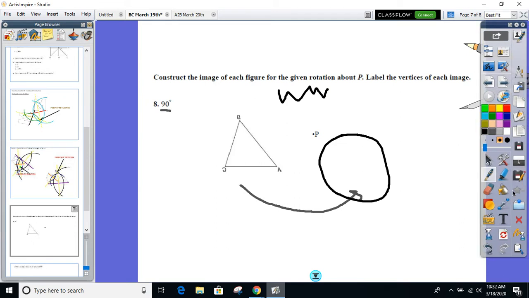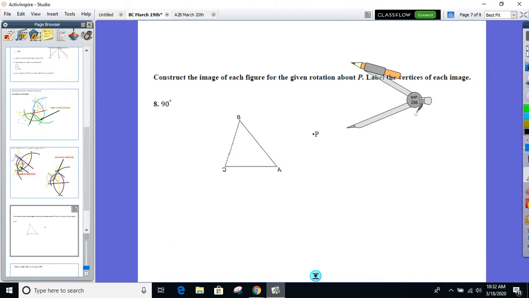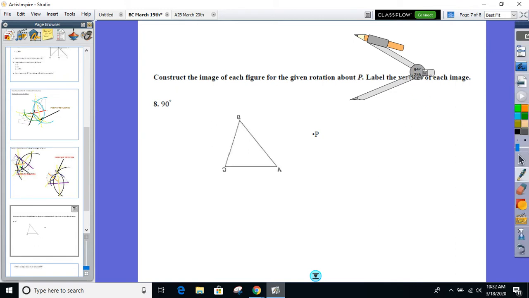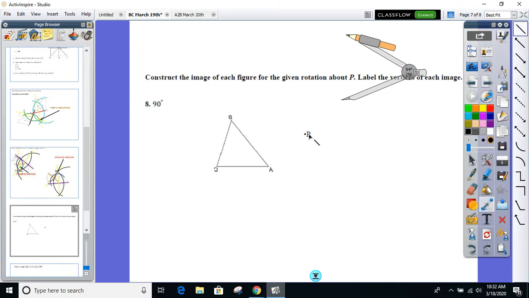Okay. So how is this construction done? Very carefully and very organized. Let's take point A first, and I want to rotate it 90 degrees around point P. So what I need your help with here is making a 90-degree angle with A to P and P to wherever A prime is going to be.